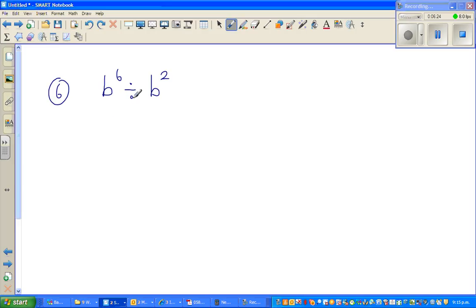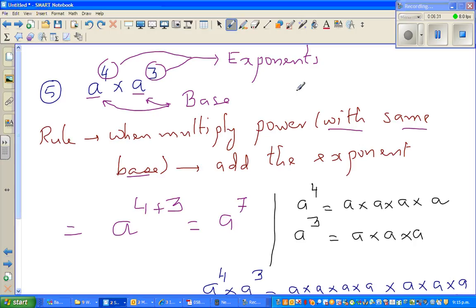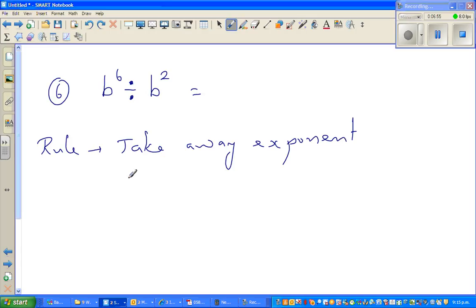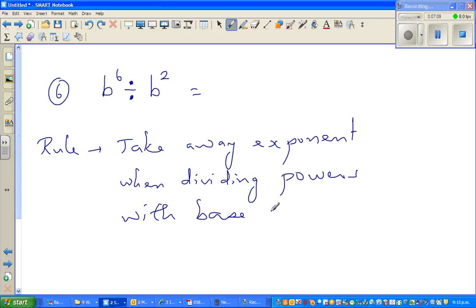Okay, now this is the opposite of multiplication. When you're multiplying powers with the same base, you add the exponents. So what can be the rule when you're dividing? What should you do? You should take away. So you can write the rule: take away the exponents when dividing powers with the same base. This is very important. With the same base.